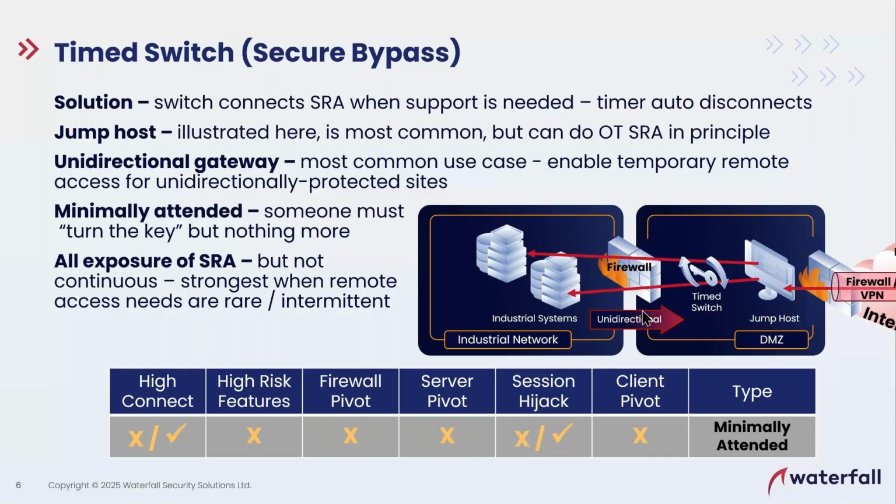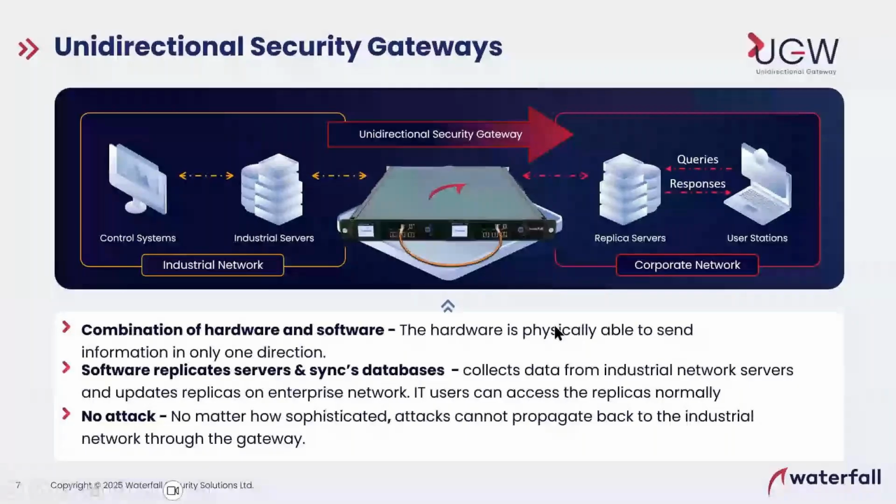A unidirectional gateway, the NIST 800-82 definition. Okay, this is not something I made up. This is something NIST, the National Institute of Standards and Technology in the USA, made up. The NIST definition is that a unidirectional gateway is a combination of hardware and software. The hardware is physically able to send information in only one direction. The software makes copies of servers.